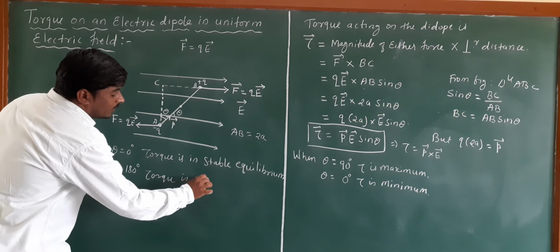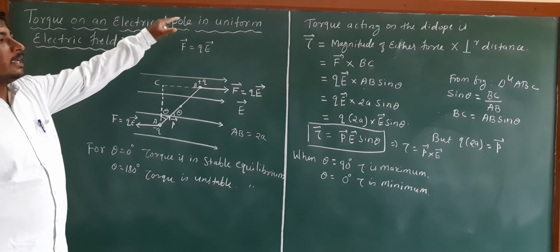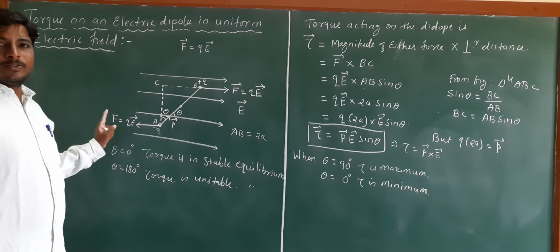So this is the torque acting on the dipole. Remember, in a uniform electric field, the torque acting on the dipole is tau equal to PE sin theta, and the net force acting on the dipole is 0. If there is a non-uniform electric field, then we can calculate the force on each charge of the dipole. So this is the electric torque acting on an electric dipole in a uniform electric field.